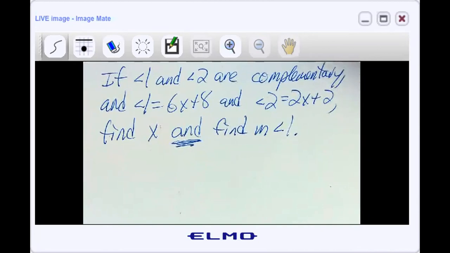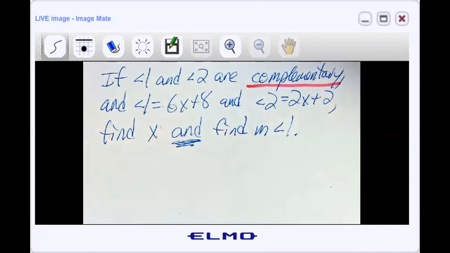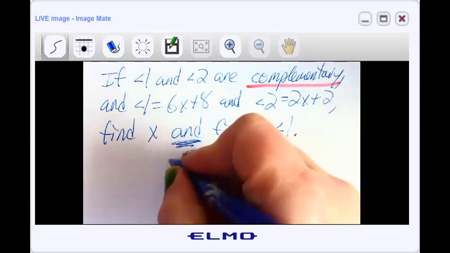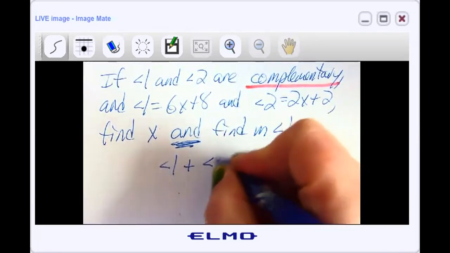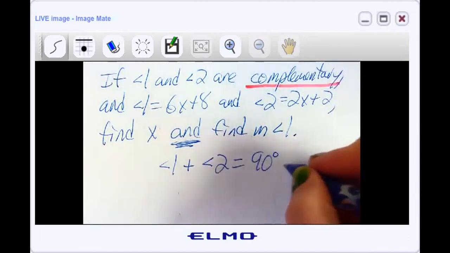First of all, it's telling me that angle 1 and angle 2 are complementary. That word right there, when you see complementary, before you even keep reading, I'm hoping that in your brain you're like, oh, complementary, that means that they add to be 90. That's going to set up your model equation for you. Once I realize that I have two angles that are complementary, that literally means the two angles together add to be 90. That's my model equation right there.